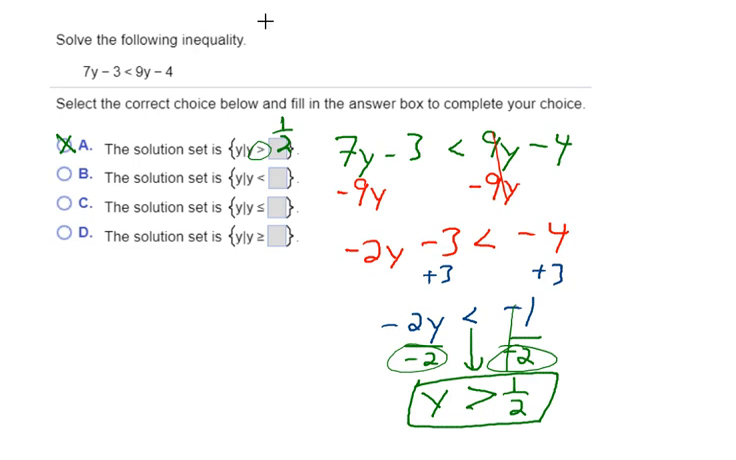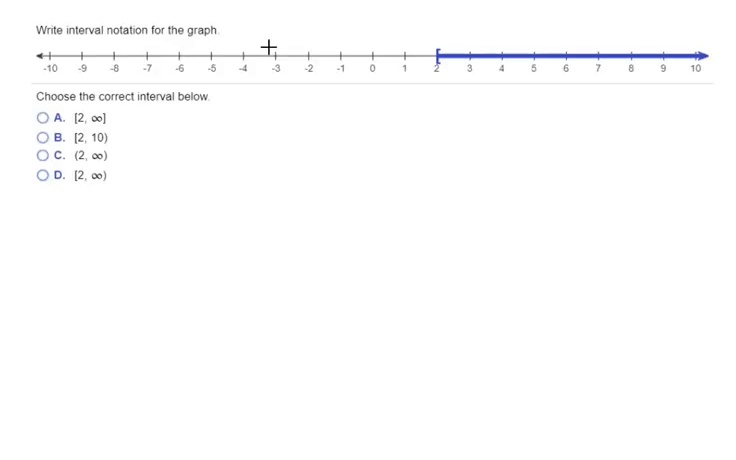All right, let's take a look at the next example. Here we want to write interval notation for the graph. So interval notation looks something like this, where this means all the numbers between A and B.